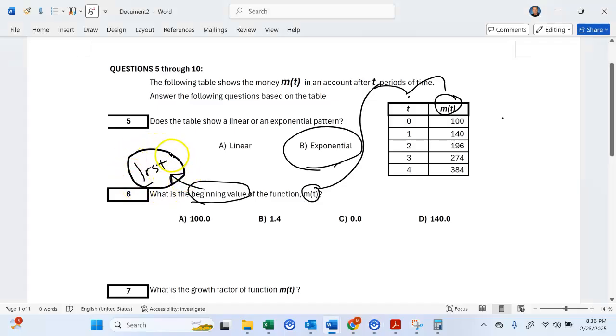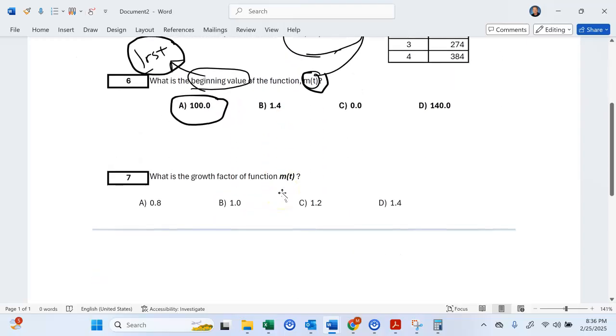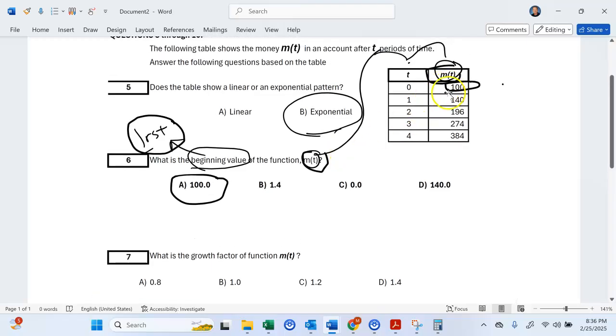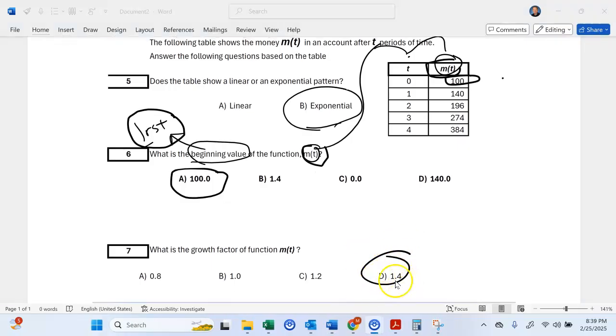The beginning value is the first value. So it's not the first value here, it's the first value for money, which is this one right here. So that's going to be 100, okay? It's the first value. The next thing that shows up is, what is the growth factor? Well, the growth factor is what you multiply this value by to get that value, how it's increasing. We already found out that that is 1.4, right? When we were working through it previously. So the answer there is 1.4. It's how 100 times 1.4 equals 140.